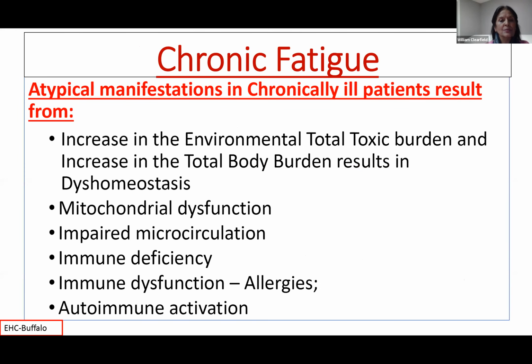The atypical manifestations can be an increase in total toxic burden, as well as an increase in the total body burden, which results in dyshomeostasis. Also, there can be mitochondrial dysfunction, impaired microcirculation, immune deficiency, immune dysfunction, allergies, and autoimmune activation.